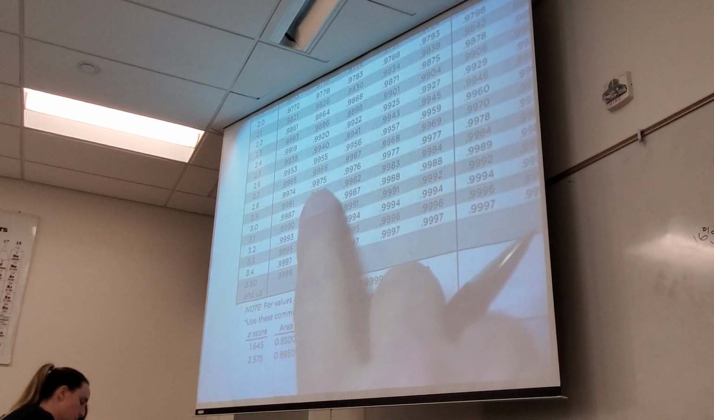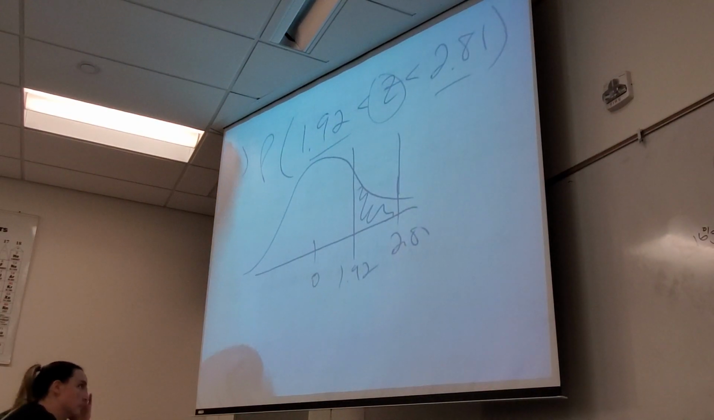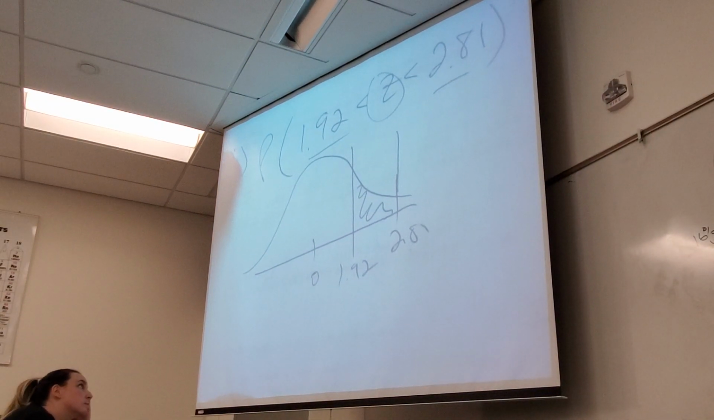I heard somebody say something. 2.81, what do you get? Oh yeah, 0.9975, right? Where's that on the picture? That is the area that is where? Below 2.81.